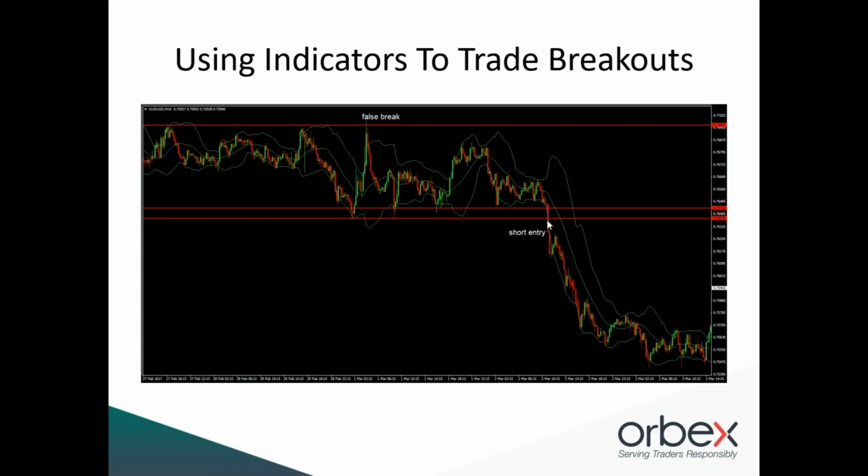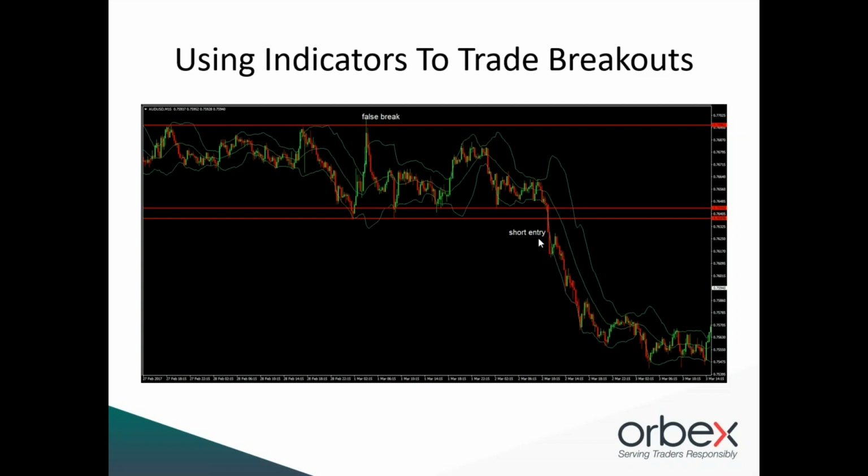However, you can see at this point here that two things happen. So one, for the first time, price has broken the range on a closing basis. And secondly, we've actually broken out of the Bollinger Bands. So the confluence of these two elements confirms the bearish breakout.